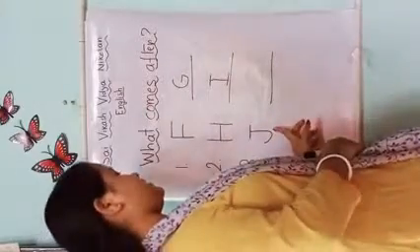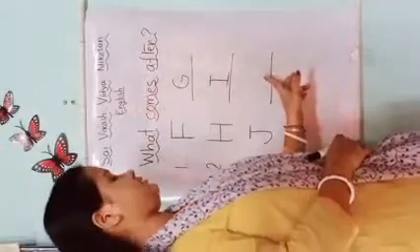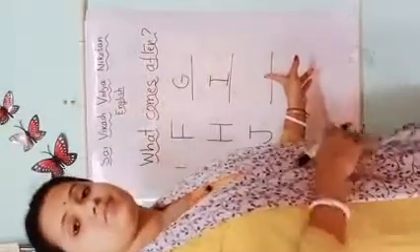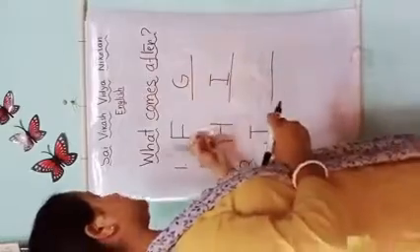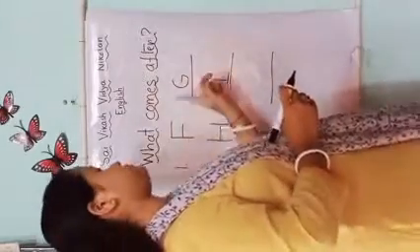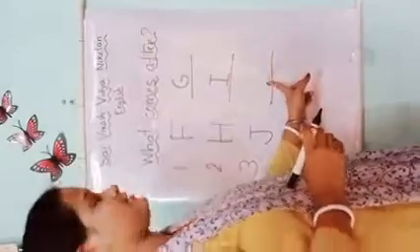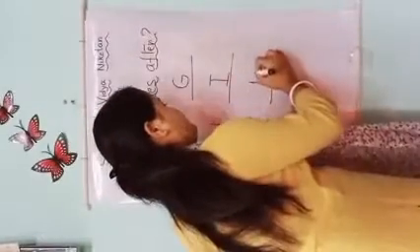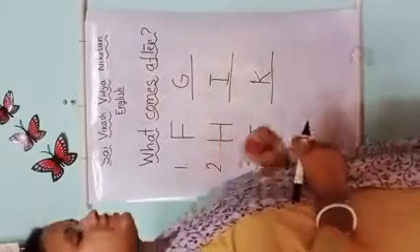Now we have letter J. So after J, what do we have to put here in this dash? What letter do we have to put? Yes, for that you have to recall all the letters. A, B, C, D, E, F, G, H, I, J. Yes, very good. K. You have to put letter K. K is the letter which comes after J.